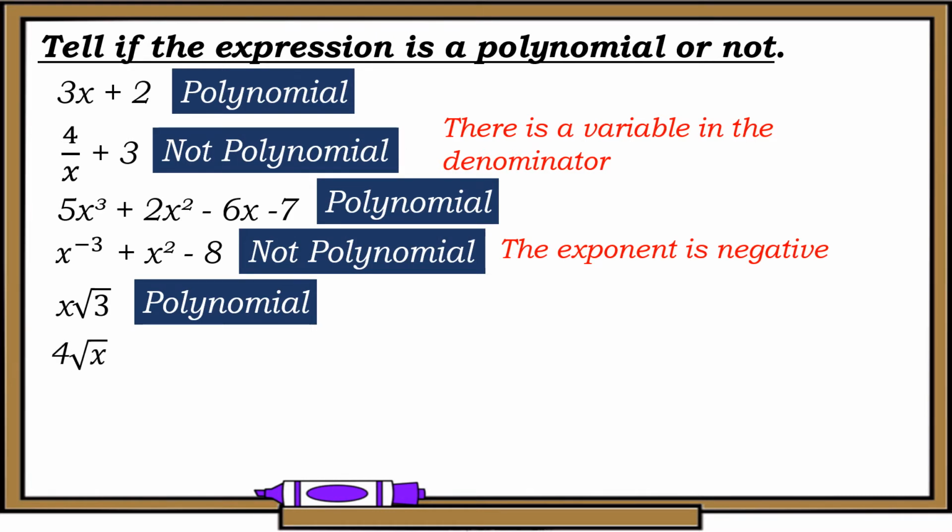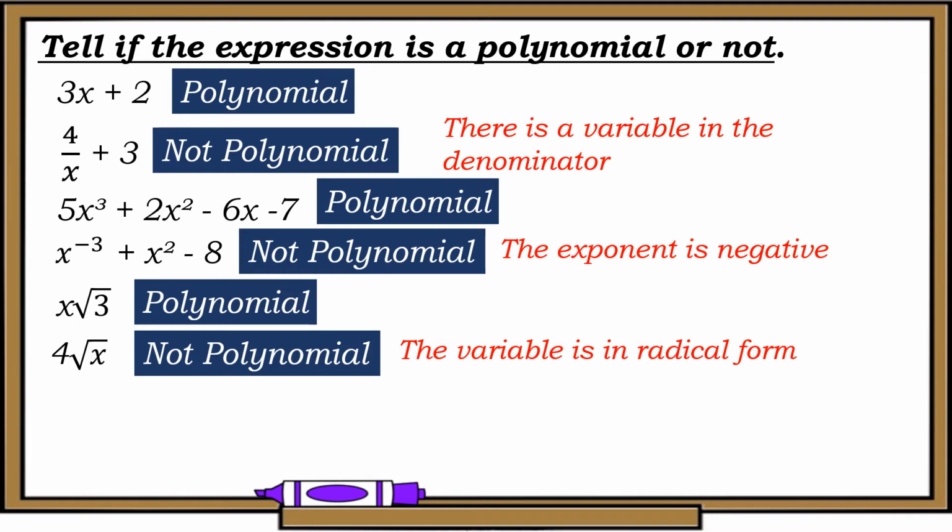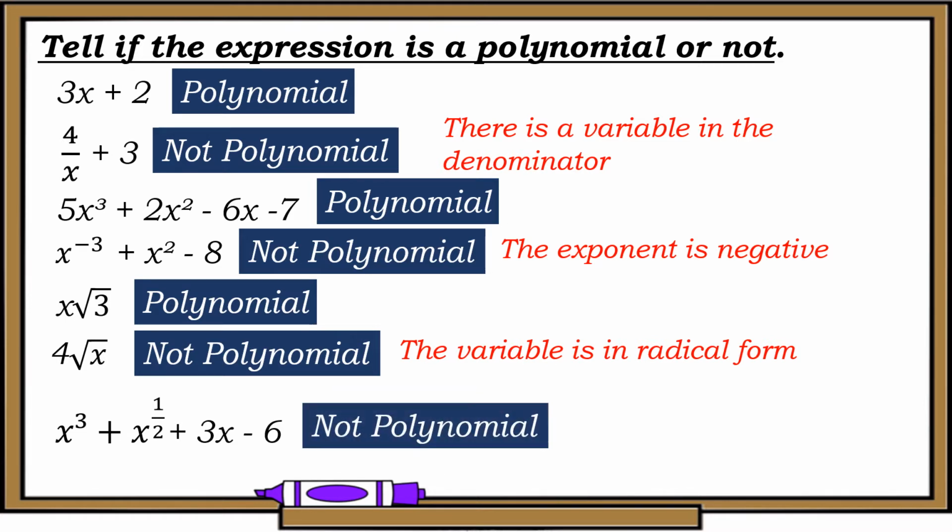Then we have 4 times the square root of x. This is not a polynomial. Why? Because the variable is in radical form. X cubed plus x raised to 1/2 plus 3x minus 6. This is not a polynomial also because the variable has a fractional exponent.